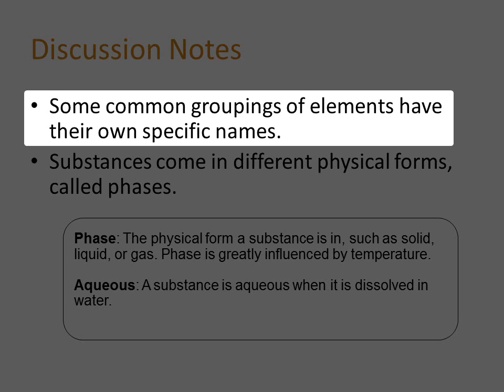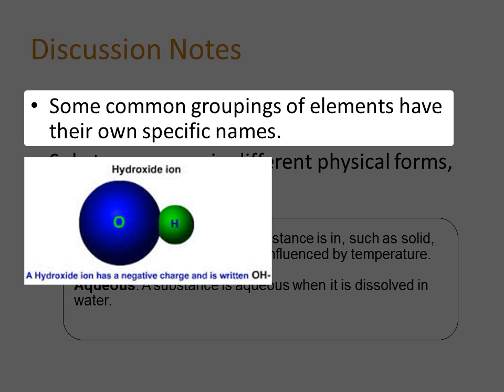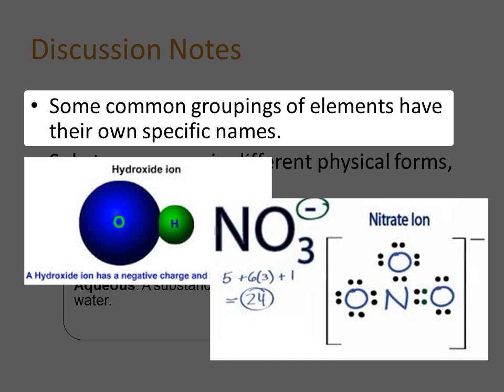Some common groupings of elements have their own specific names. For instance, when oxygen and hydrogen appear together as OH, the grouping is named hydroxide. Likewise, nitrogen and oxygen together as NO3 are called nitrate. The small subscript numbers indicate the proportion of each element. For example, NO3 has 3 times as much oxygen as it has nitrogen. If there is no subscript, the subscript is understood to be 1.